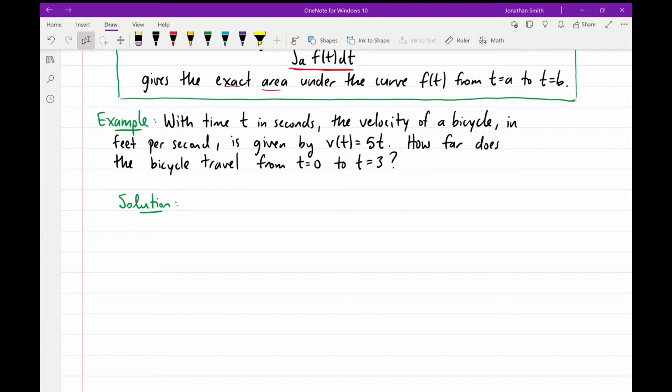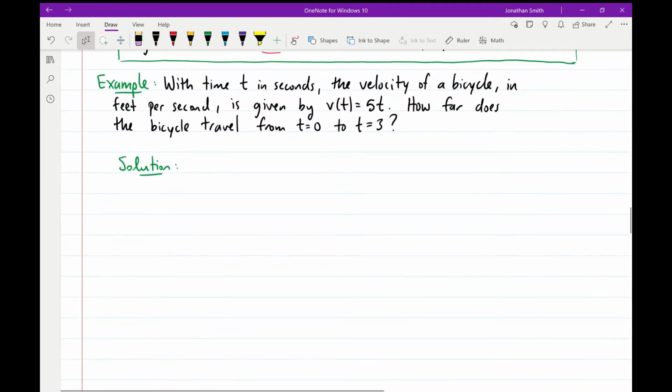Okay, so here's our first example. With time t being seconds, the velocity of a bicycle in feet per second is given by v of t equals 5 times t, and the question is, how far does the bicycle travel from t equals 0 to t equals 3?